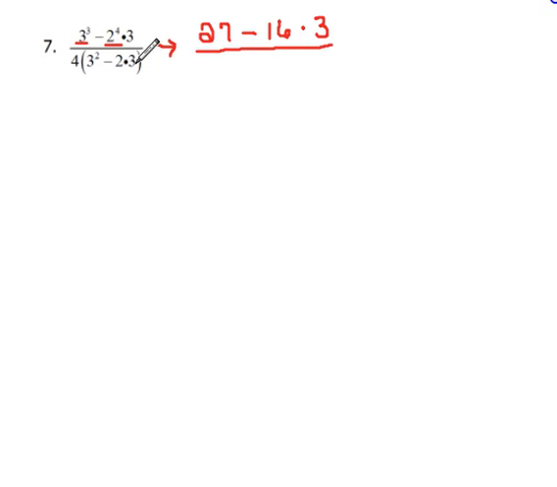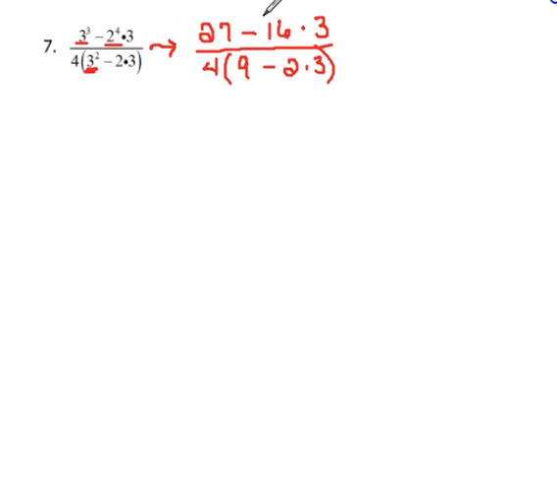Now, in the denominator, we do have parentheses, so we have to take care of those first. Inside the parentheses, there is an exponent that has to be done. So this would be 4 times 9 minus 2 times 3. Now, even though there's still more to do here in the denominator, that's okay. We just take things one step at a time.